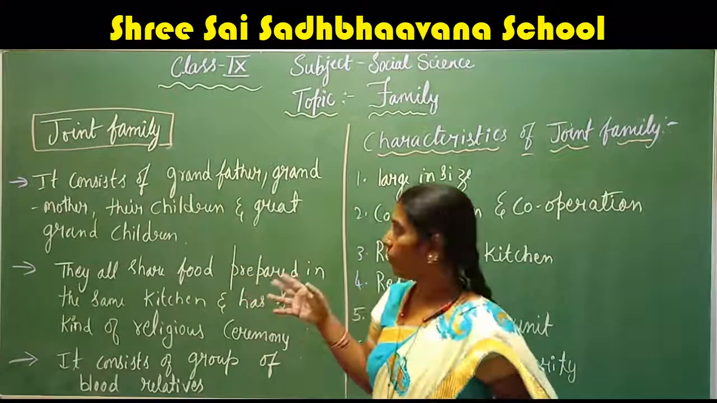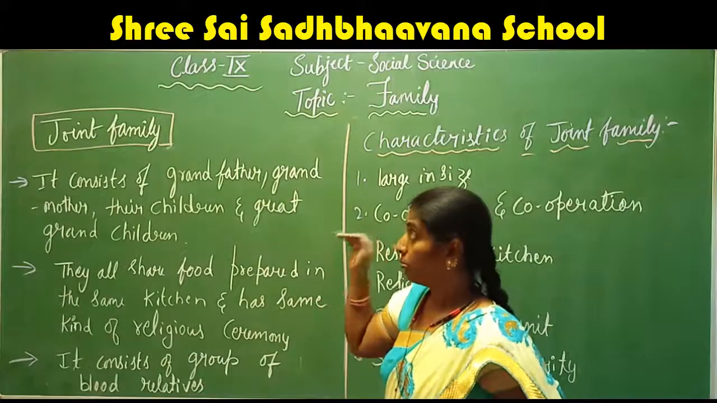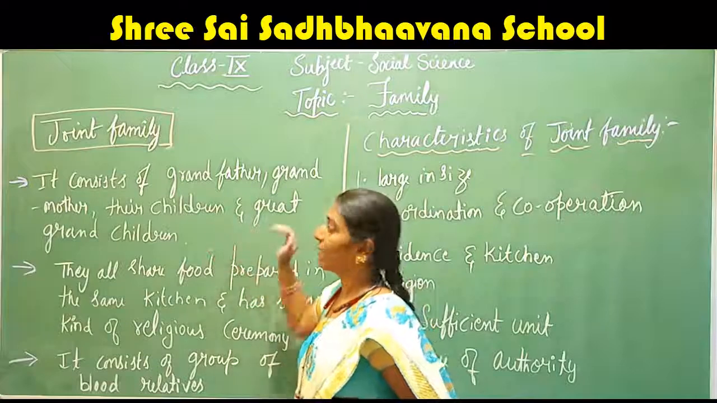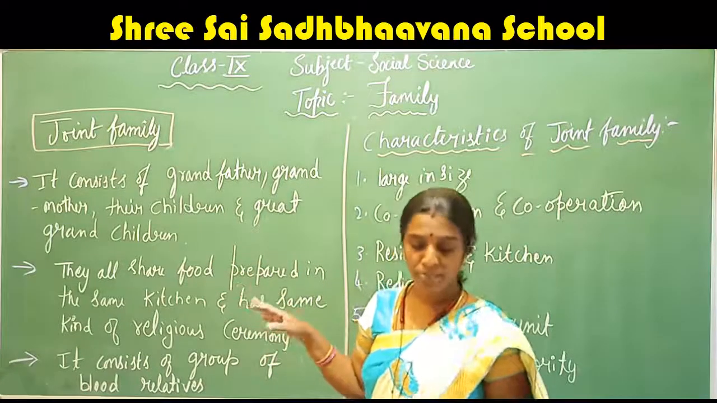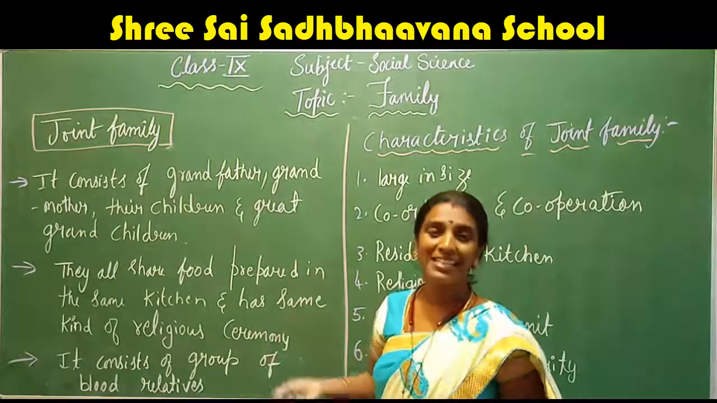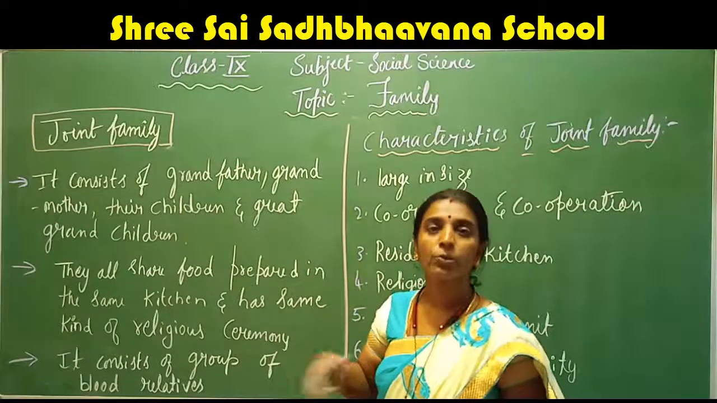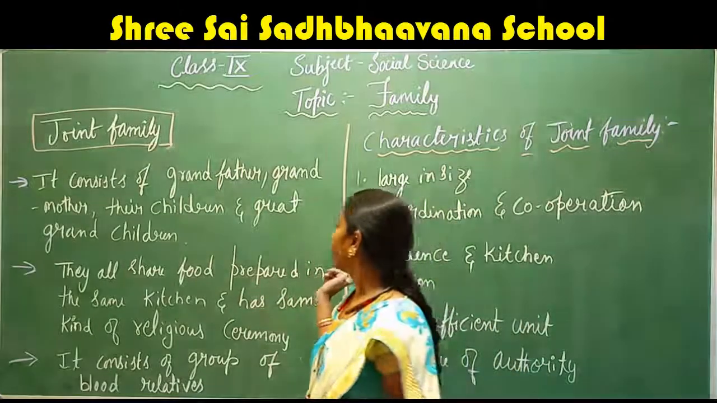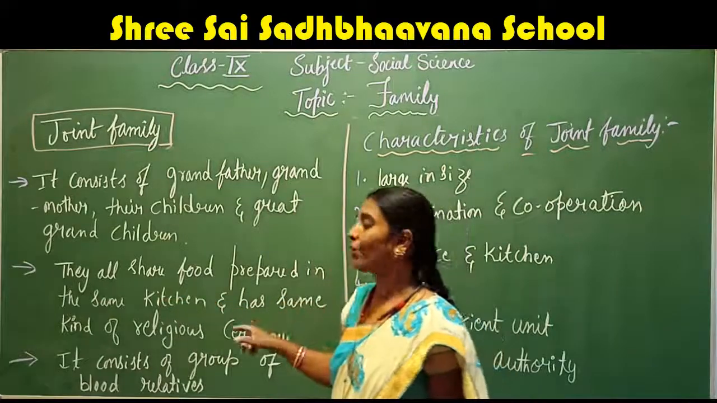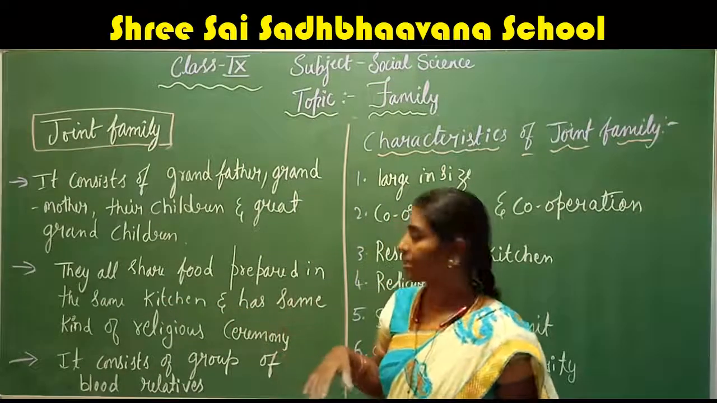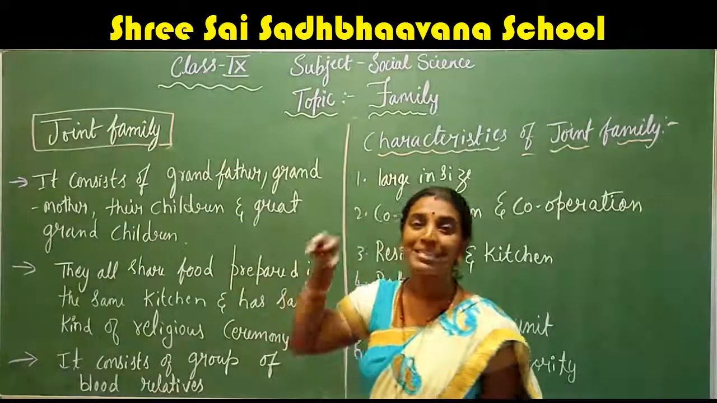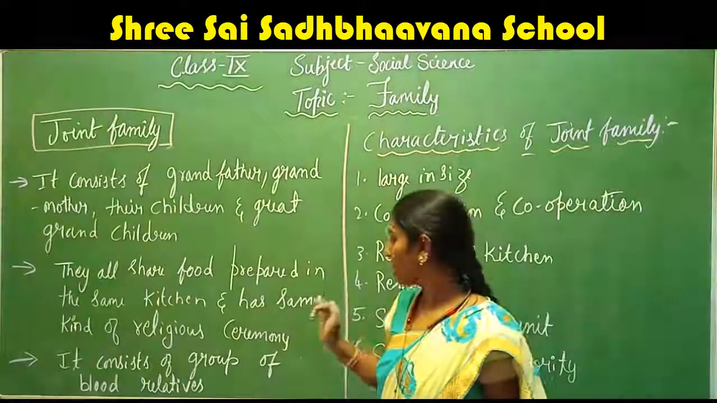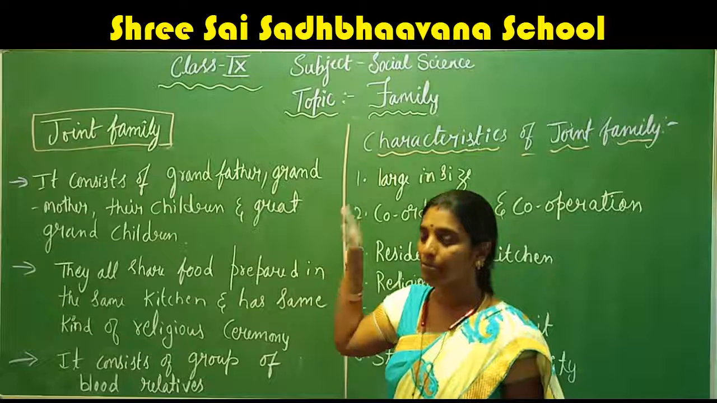What are the features, or what does the joint family mean? Joint family means it consists of grandfather, grandmother, their children, and great grandchildren. Sometimes the members belong to extended two generations, so two generations also may be involved. That is called a joint family. They all share food prepared in the same kitchen and have the same kind of religious ceremony. They all stay under the same roof. As they are all in the joint family, they will follow the same rituals.